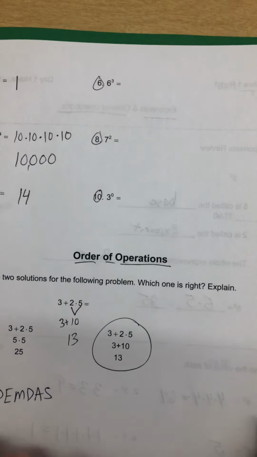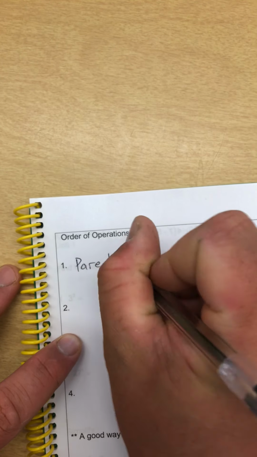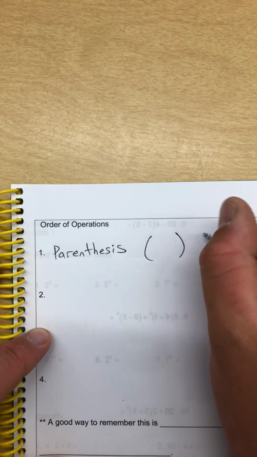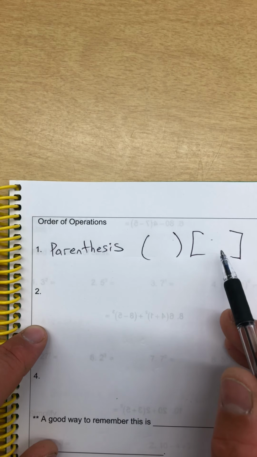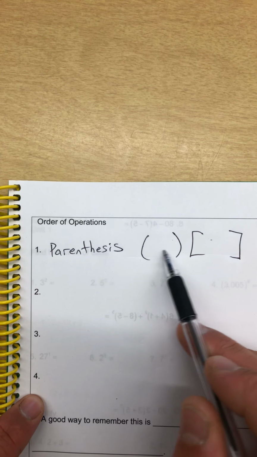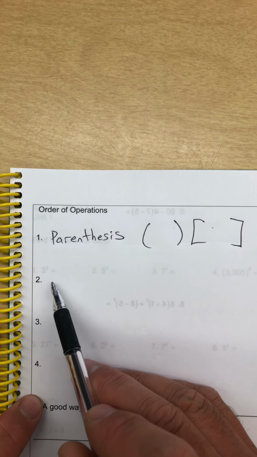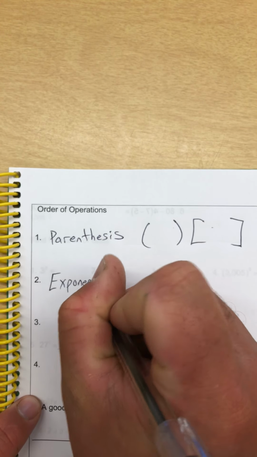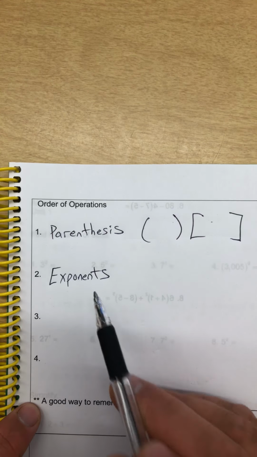You might have forgotten. On the next page, the first step is P, or parentheses. Sometimes they're brackets. If you see those, complete what's inside them first. If there's a lot going on inside, use order of operations within the parentheses as well. Number 2, after parentheses are taken care of, take care of your exponents, anything raised to a power.